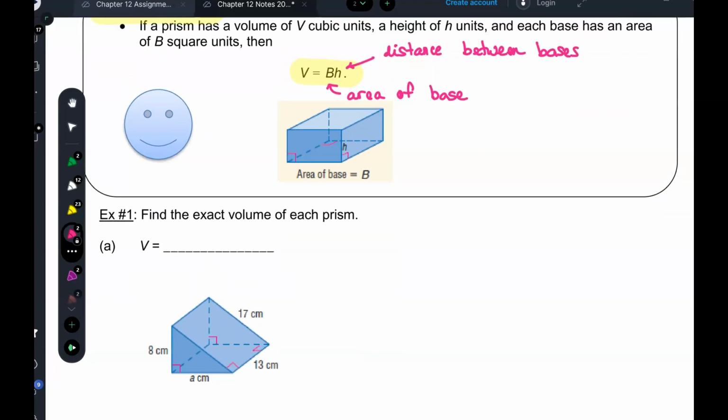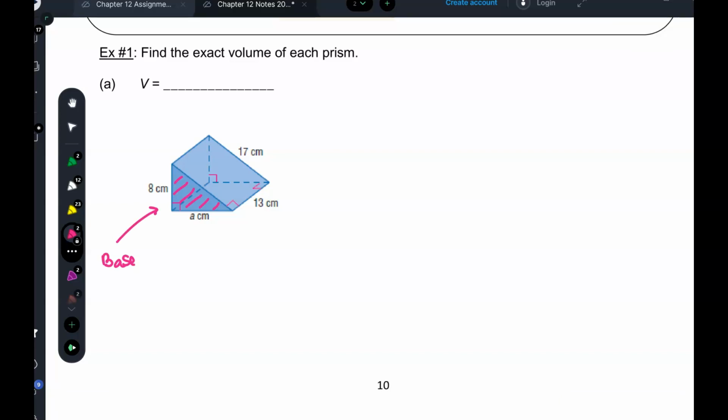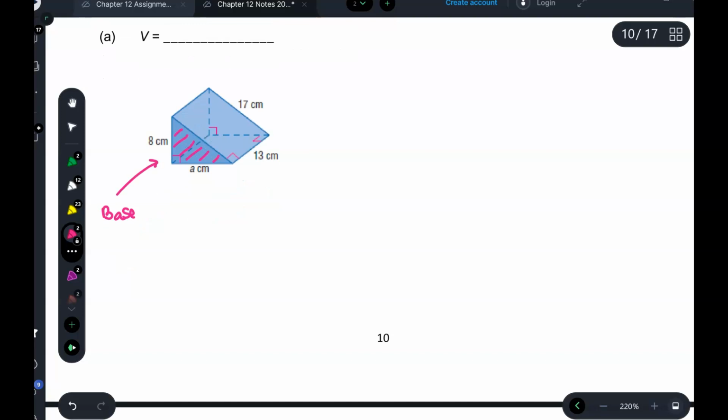So let's look at the next one. What is the base? Square. No. So triangle. No, you're right. It's a triangle. This is the base. You always have to have 2 bases with the prism. So what do you have 2 of that are parallel? Okay, so this is 17, but what do I need for the area of the base?